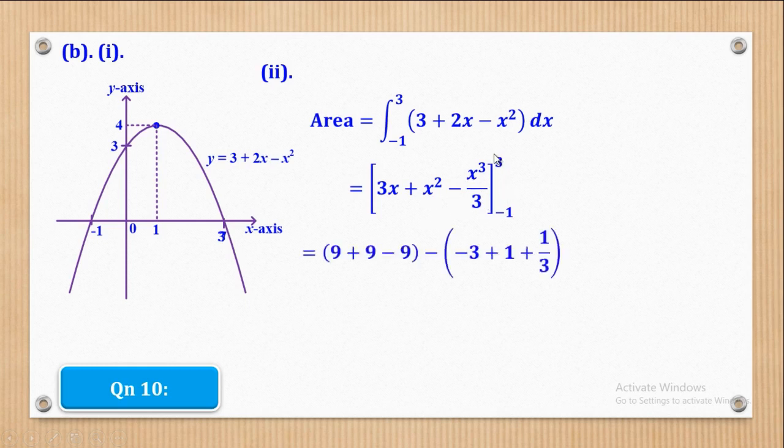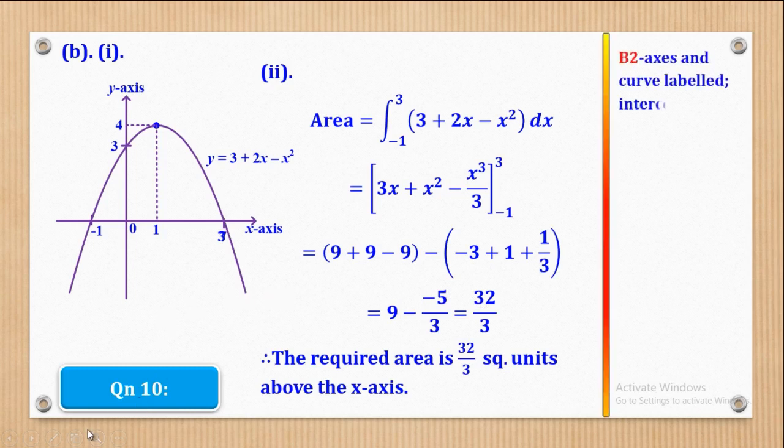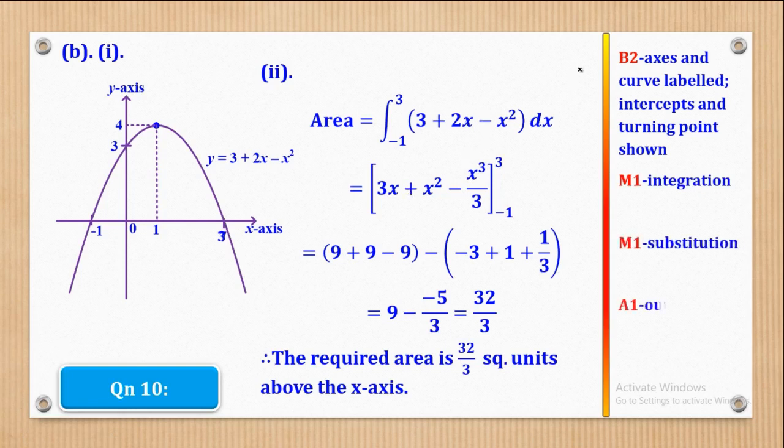And when I substitute the limits, start with the upper limit where there is x, put there 3, I'll come up with this, and then minus the lower limit where there is x, I'll put there -1 to come up with this bracket. Now when I simplify further, this will give me that, and in the end I'll come up with 32 over 3, and therefore the required area will be 32 over 3 square units above the x-axis.